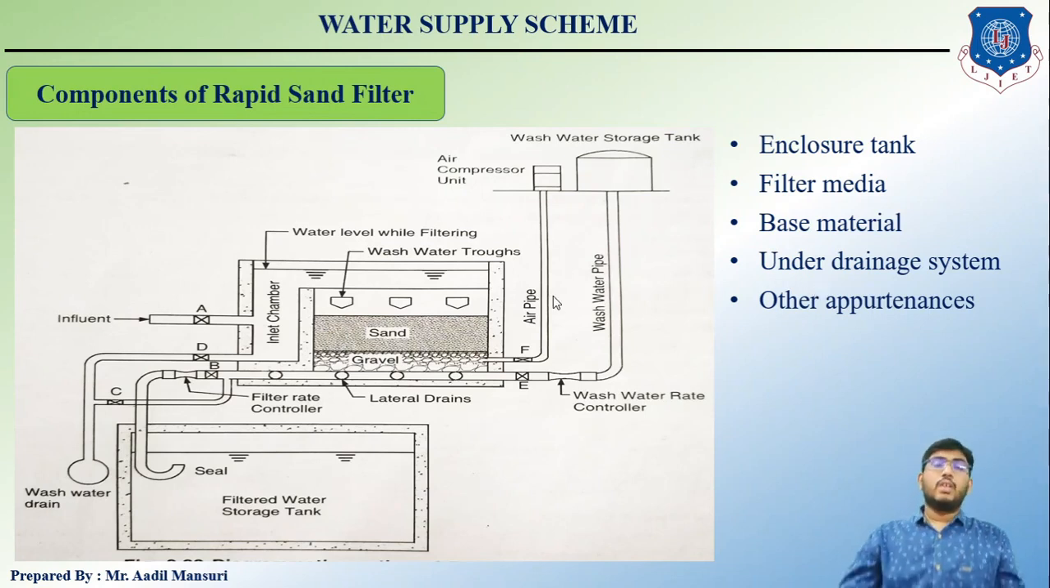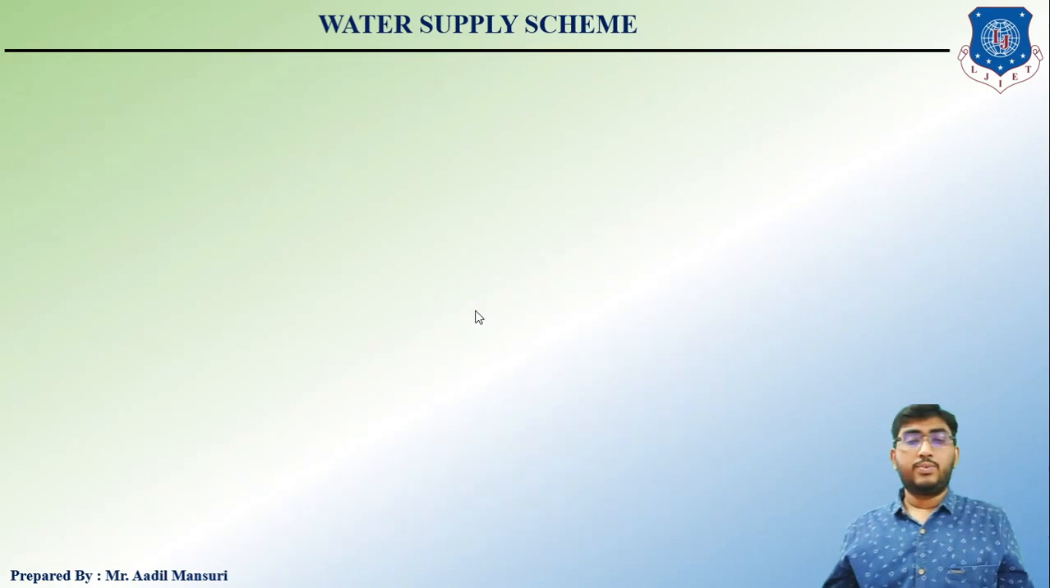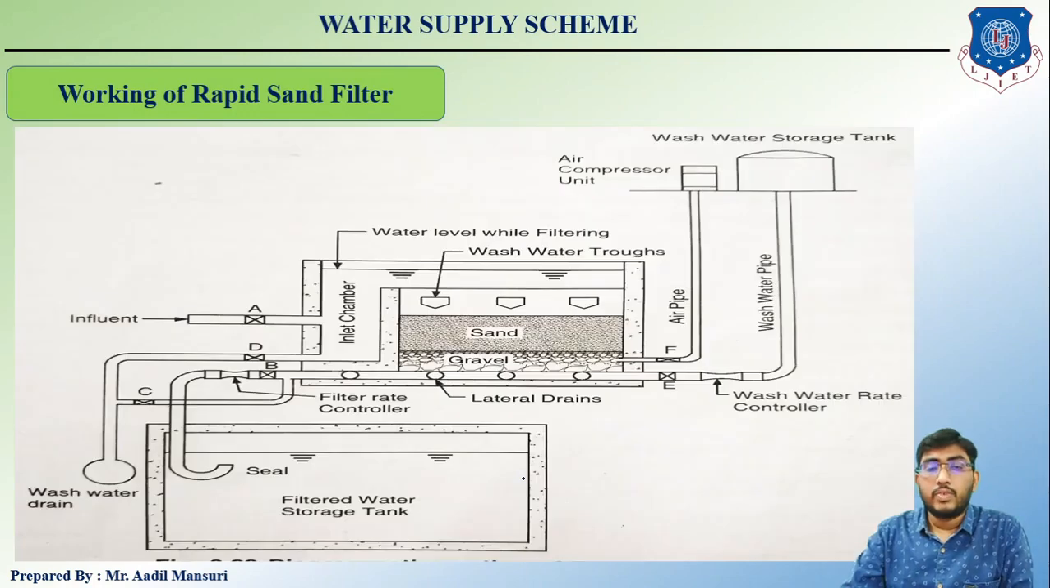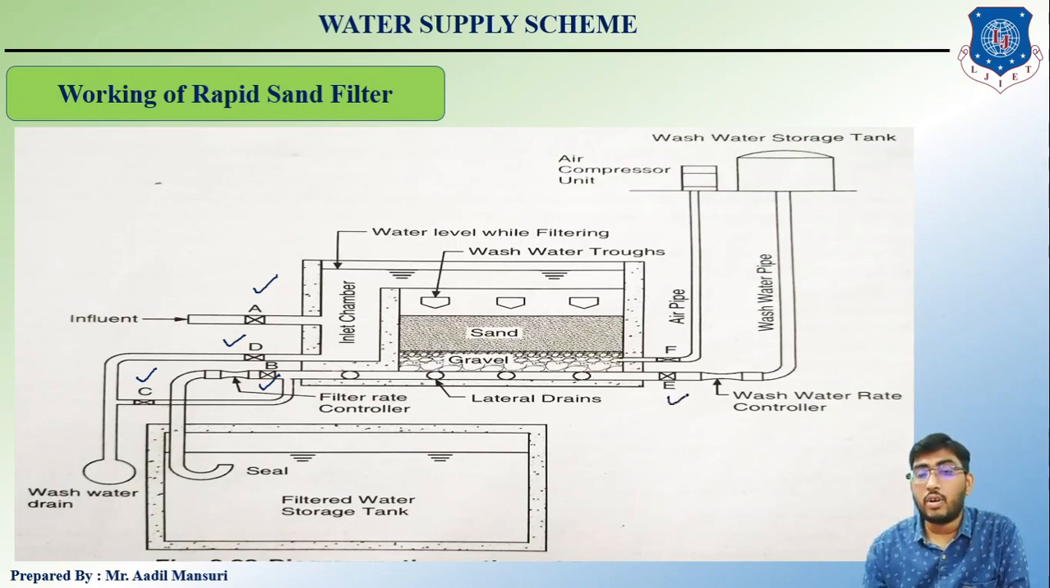Okay. So let's move ahead with the working of rapid sand filter. As you can see in the picture, this is the cross section of the rapid sand filter. There are total 6 valves in this filter. Valve A for allowing water to enter into the filter, valve B for removing filtered water, valve D and valve C for removing impure water after backwashing, valve E for allowing water to enter for backwashing, and valve F for allowing compressed air.